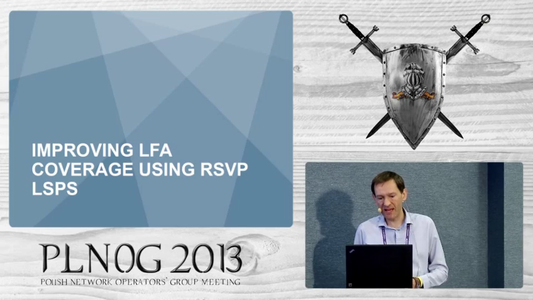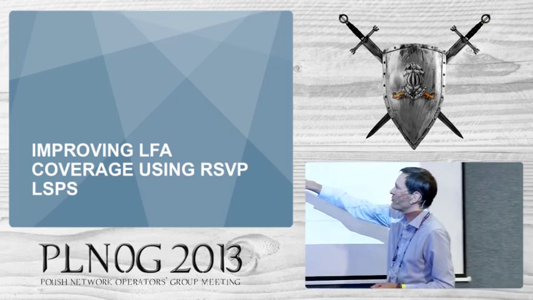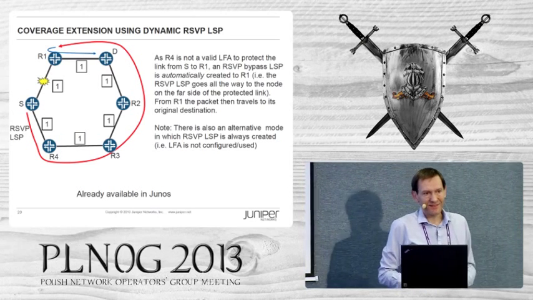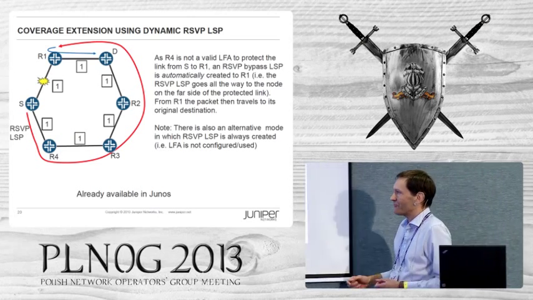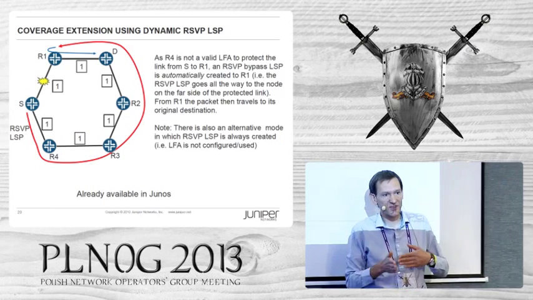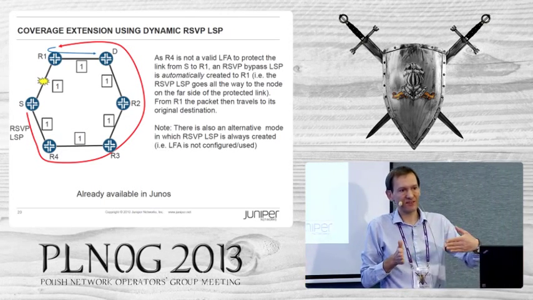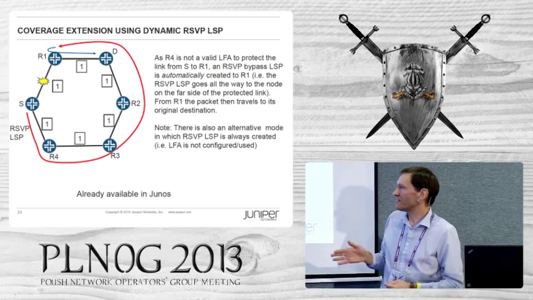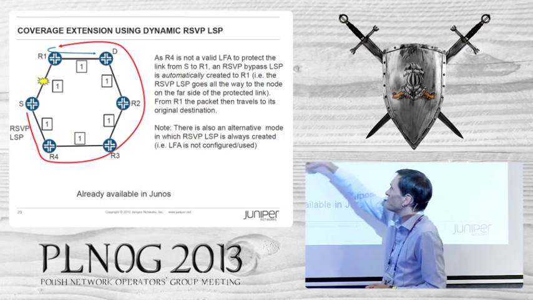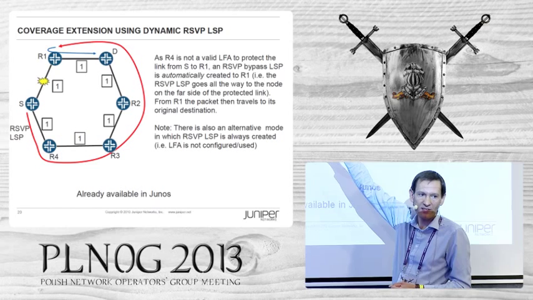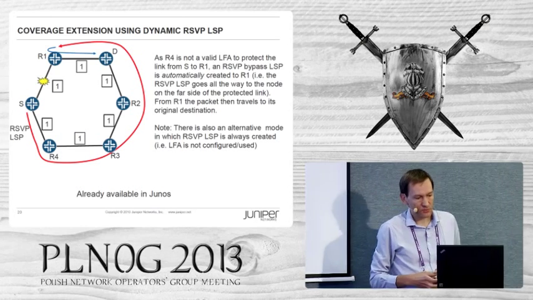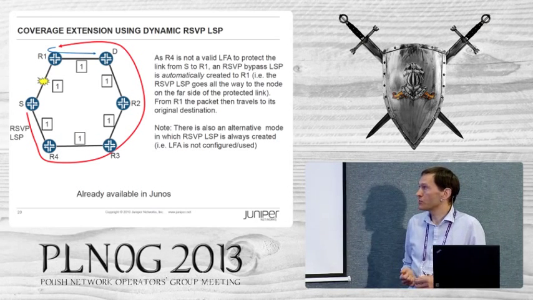And so if we look at this diagram again, where we had this metric of 1 everywhere all around this ring, as I noted before, R4 is not a valid LFA from the point of view of S, trying to protect this link between S and R1. And so S, identifying that, in fact, he hasn't got a valid loop-free alternate neighbor, automatically sets up this Rsvp LSP to protect the link. And so this Rsvp LSP goes to router R1, which is on the far side of the link. And in so doing, we've succeeded in protecting the traffic. And it doesn't matter what the IGP metrics are.